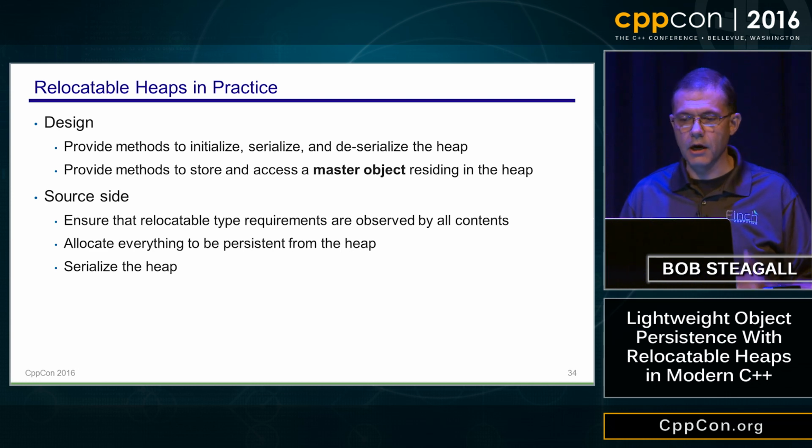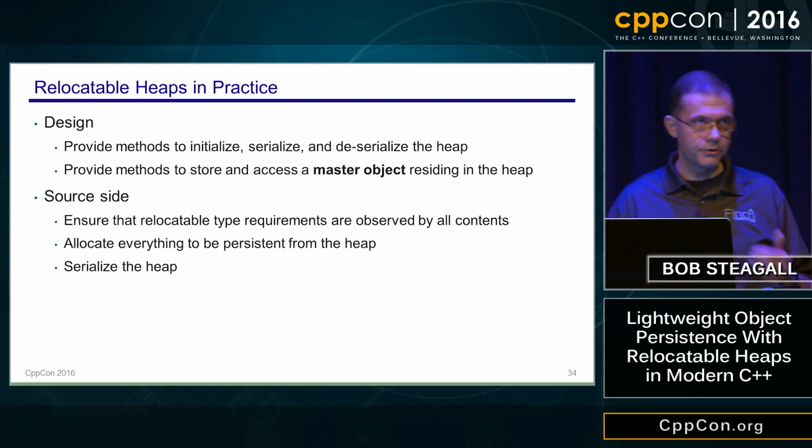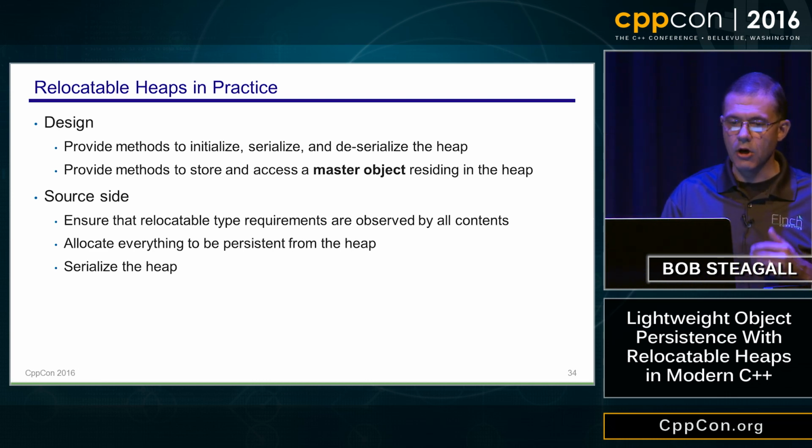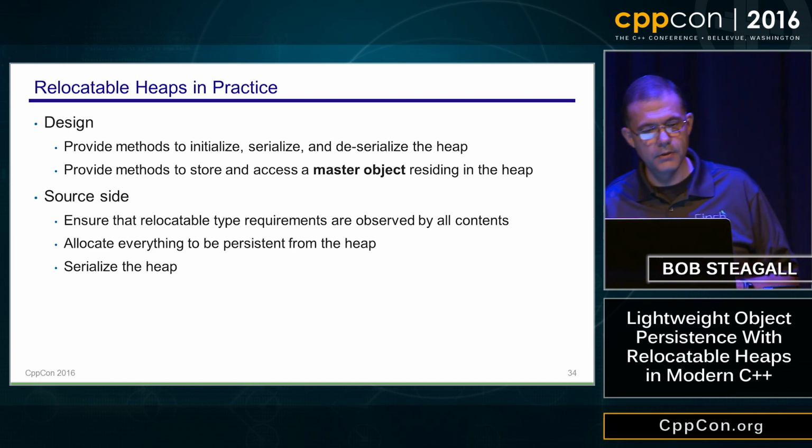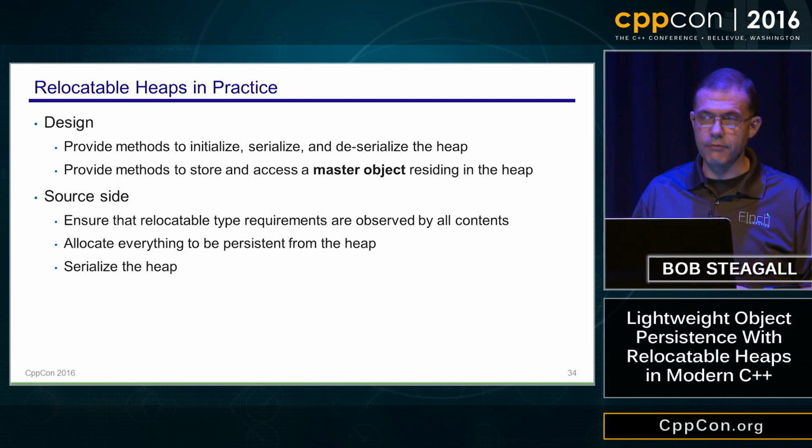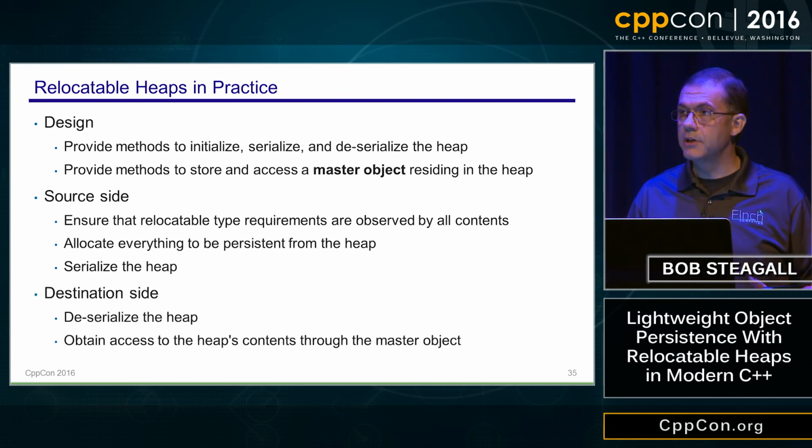On the source side, our client code would have to ensure that the relocatable type requirements are observed by all the heap's contents. And of course, we would need to allocate everything that we want to be persistent from the heap, and at some point we need to serialize the heap. On the destination side, our client code would need to do the converse. It would need to deserialize the heap and obtain access to the heap's contents through the master object.